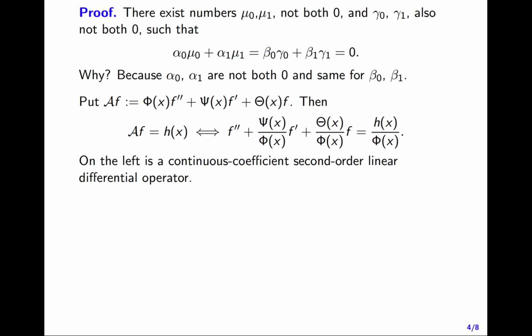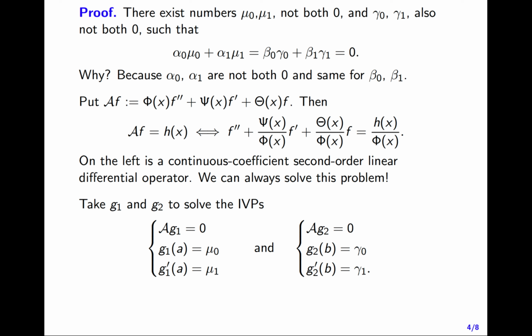So what do you see on the left? You have a continuous coefficient, second-order linear differential operator. In particular, you have the f double prime by itself. And so you're always able to solve this problem, f double prime plus psi of x over phi of x f prime plus theta of x over phi of x f equals h of x over phi of x.